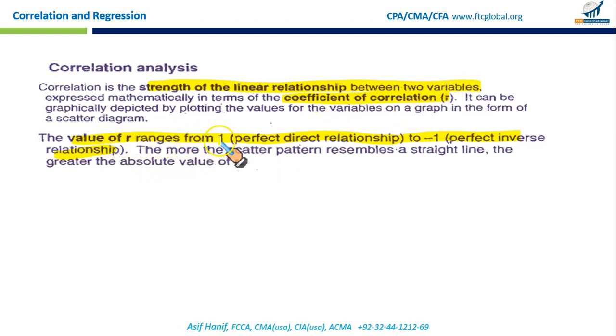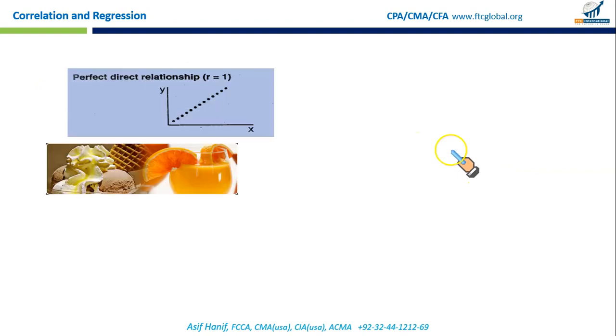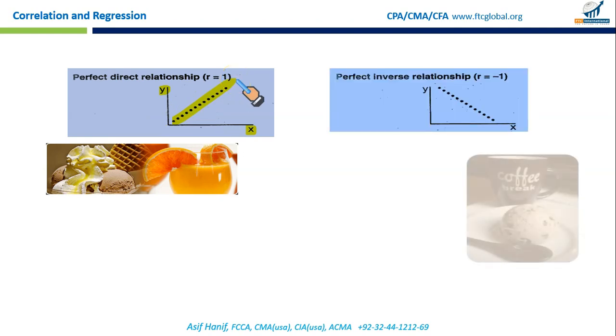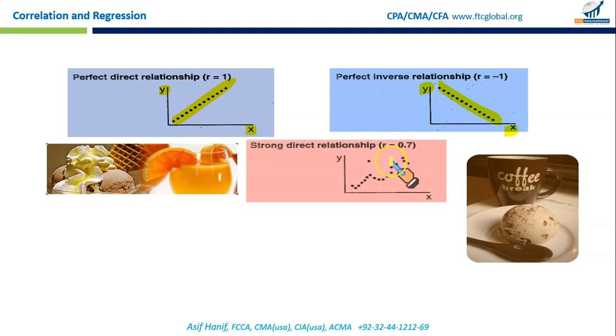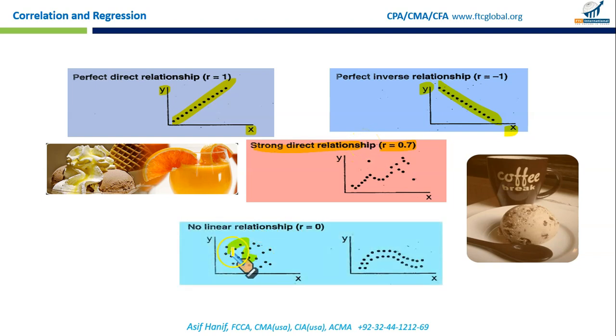The value for R ranges from 1, perfectly positively correlated or a perfect direct relationship, to -1, that is a perfect inverse relationship. If two variables have a perfect positive correlation, R would be +1. If they are negatively correlated, they will have a coefficient of correlation of -1. But if anything falls between 0 and +1, like in this case +0.7, that is a strong direct relationship. And if you get something like this, x and y, where clearly there is no pattern or trend, then the variables x and y have no correlation.